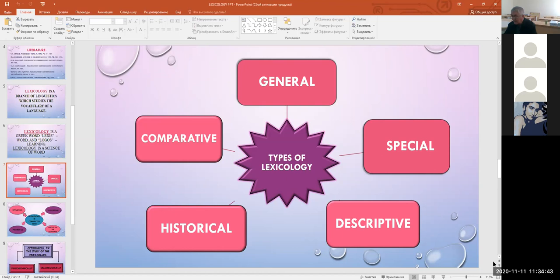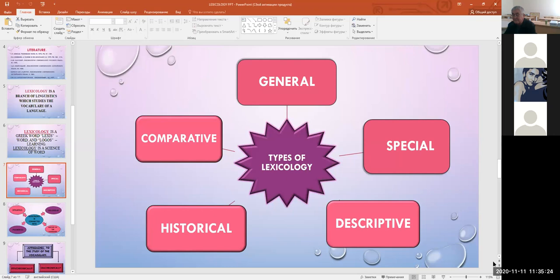For example, English lexicology, Russian lexicology, Uzbek lexicology, French, German, Italian, and so forth. Descriptive lexicology studies the words in the synchronic aspect. It is concerned with the vocabulary of a language as it exists at the present time. The next one, historical, or we may say diachronic lexicology, deals with the development of the vocabulary and the changes it has undergone.